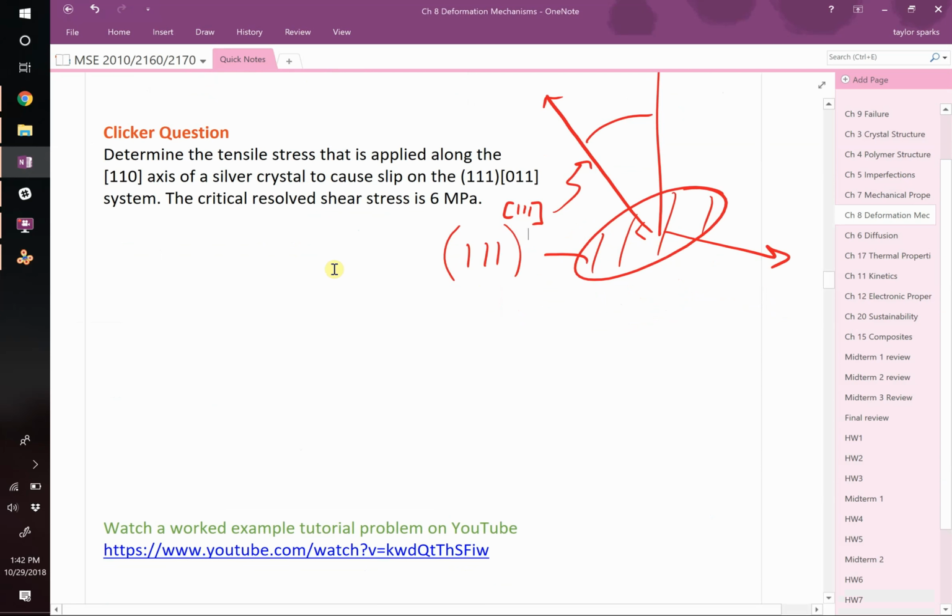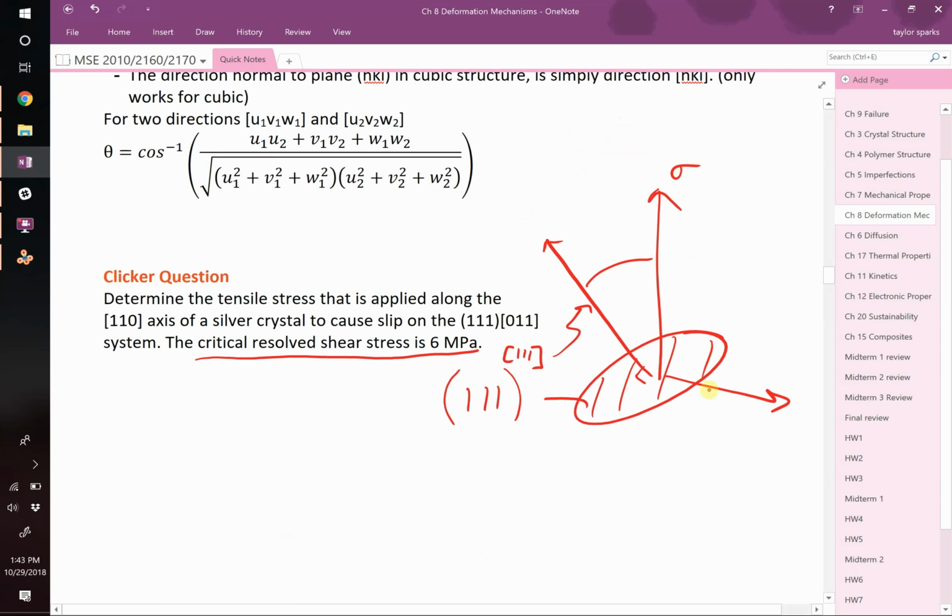We'll start it together. It says that the critical resolved shear stress is 6 megapascals, meaning in your material, if you go above 6 megapascals of shear stress, it will start to slip. So it wants to know, what overall stress can I apply to it in a normal direction in order to achieve 6 megapascals, at which point it will start to slip? The way to do this is we just figure out what our different vectors are. This one we decided is our 111 vector. It says that the stress is being applied along the 110 direction. So this up here is 110. And then the slip direction, where it slides, is the 011 direction.